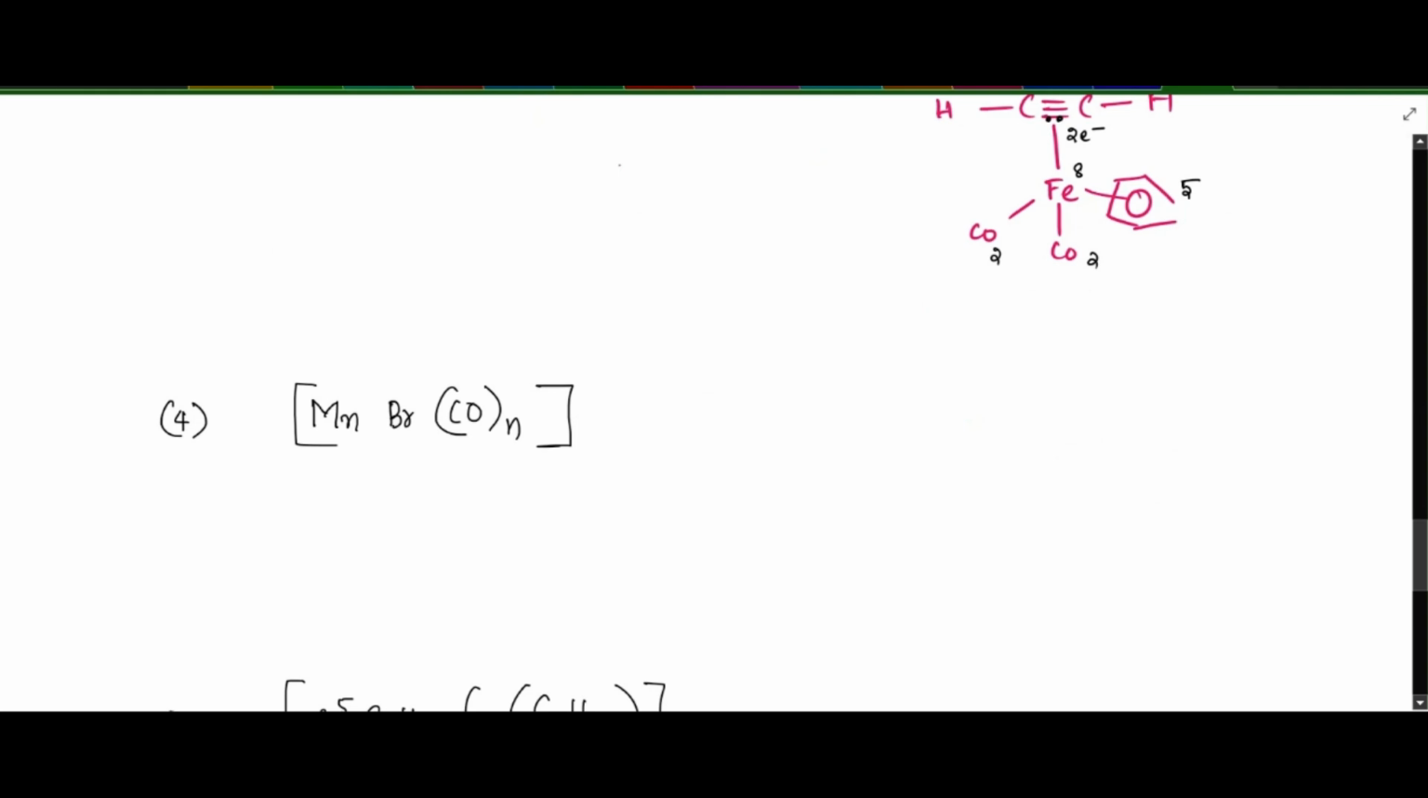Next question. Manganese bromide CO n times. Now see how the question has changed. Earlier, using the 18 electron rule as a guide, you used to find the charge of the complex. Instead, here you have to find the number of ligands. You already know that each carbonyl contributes 2 electrons. So here, how many ligands will there be in order to satisfy the 18 electron rule?